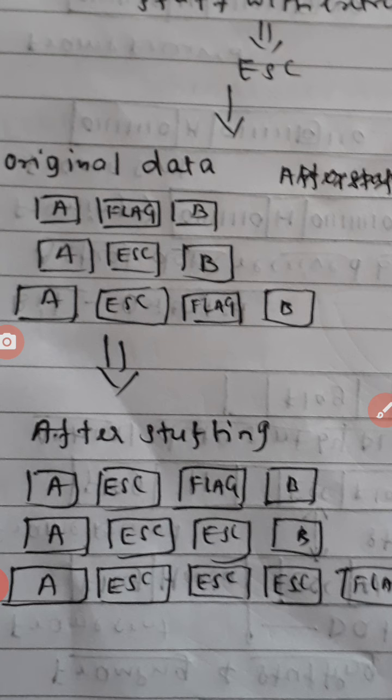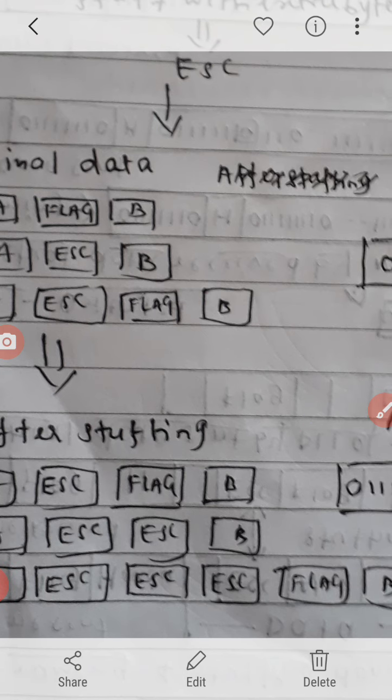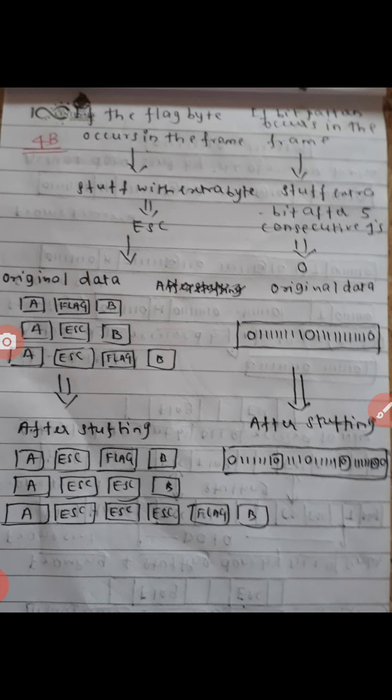In the same manner, we have the third message. In the third message, escape and flag, both characters are part of the original data. So the escape is prefixed with an escape. Similarly, the flag character is prefixed with an escape. Now we'll see about the bit pattern.